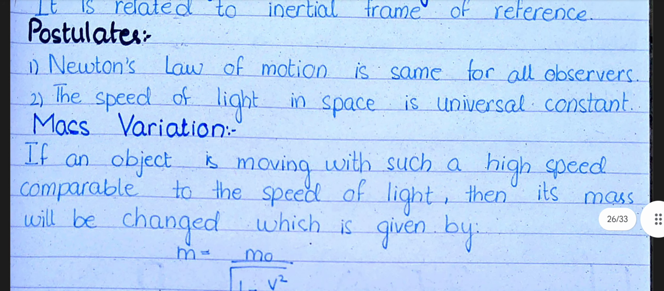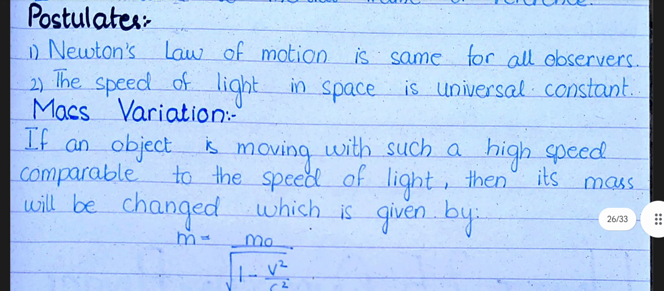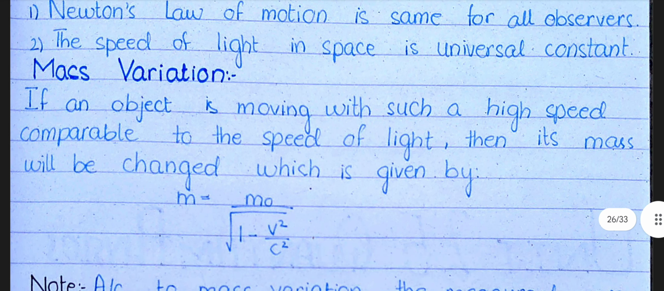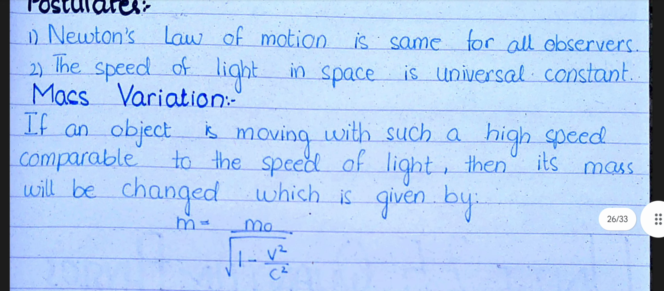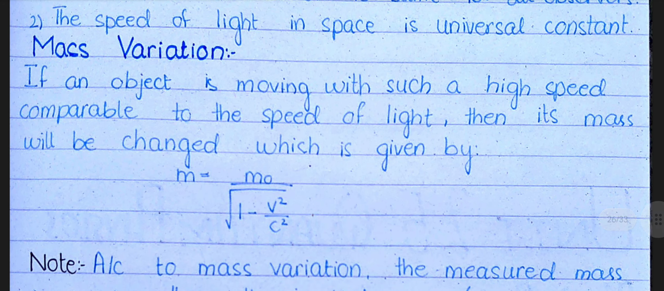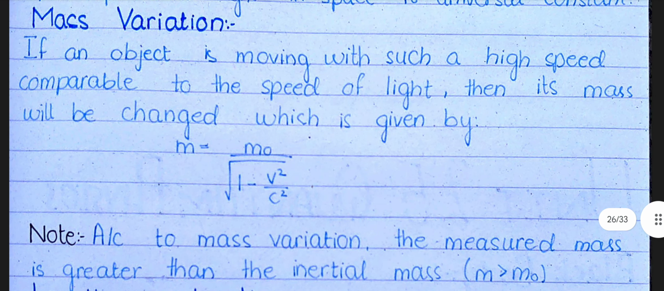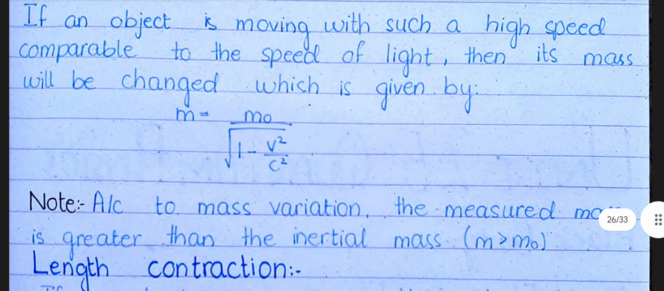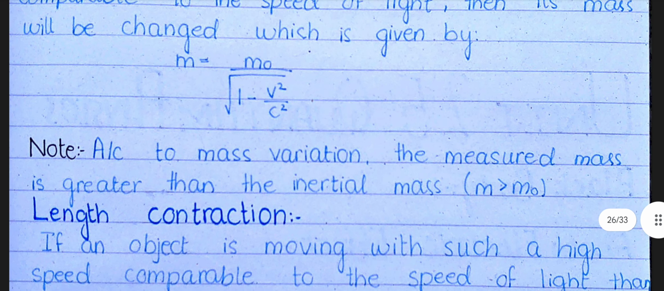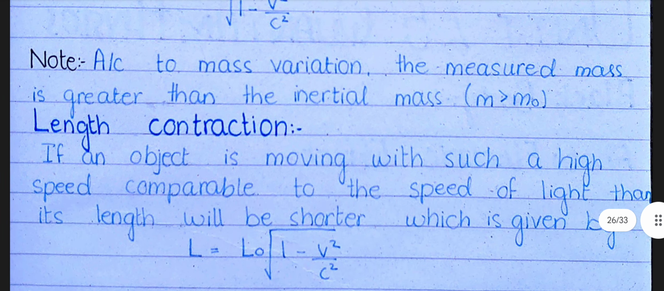Mass variation: if an object is moving with such a high speed, comparable to the speed of light, then its mass will change, which is given by m equals m naught upon under root 1 minus v square upon c square. Note: according to mass variation, the measured mass is greater than the inertial mass. m is greater than m naught.